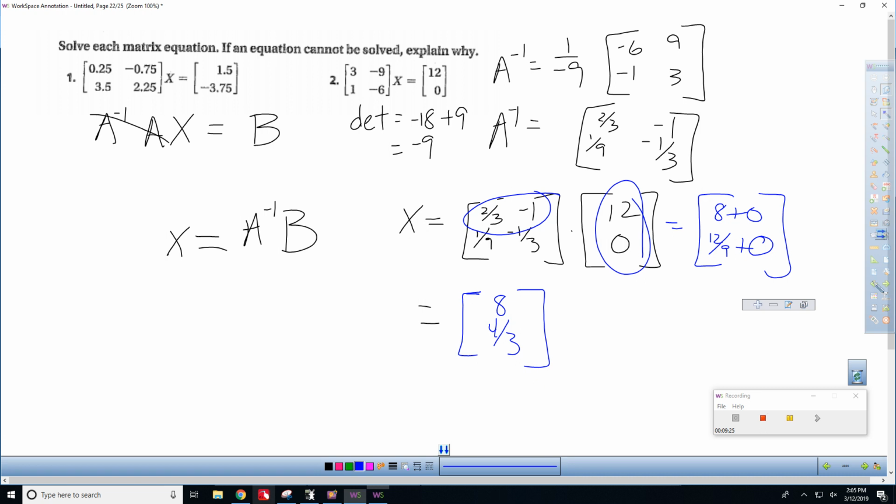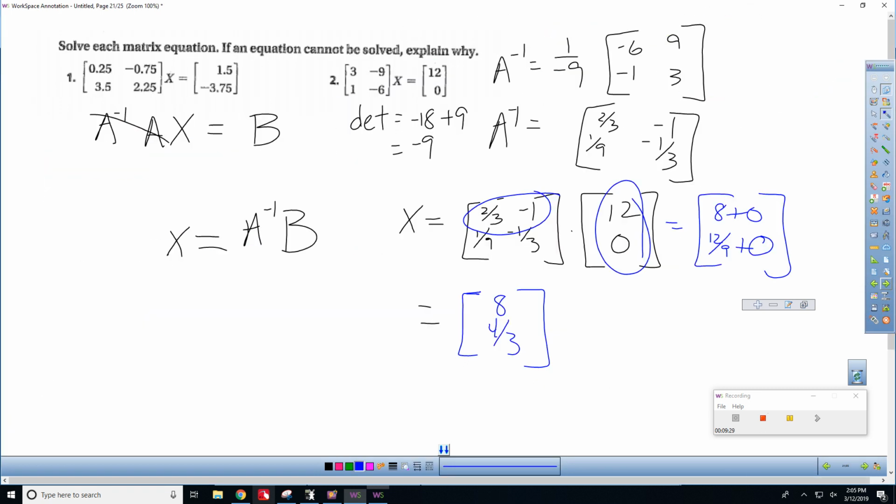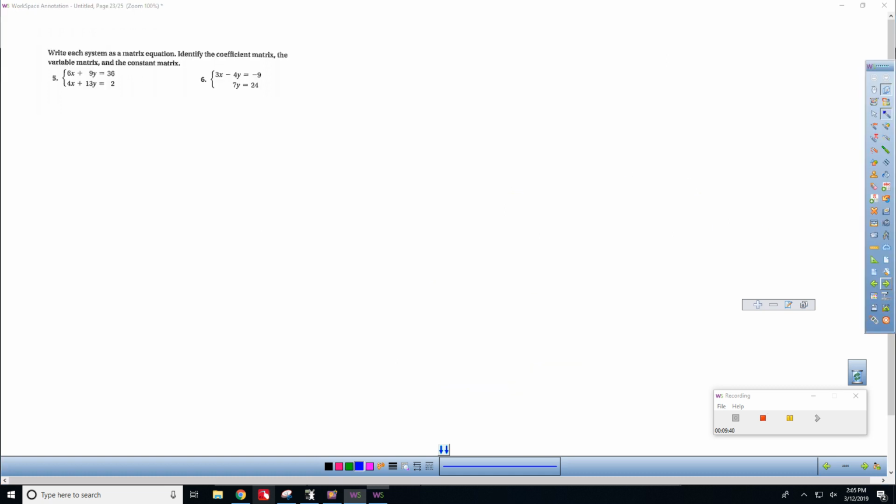And look, it's exactly what we got for this, with significantly less work. Not to mention I had to remind you how to do everything. So, from here on out, our strategy is going to be to multiply by the inverse. Okay?